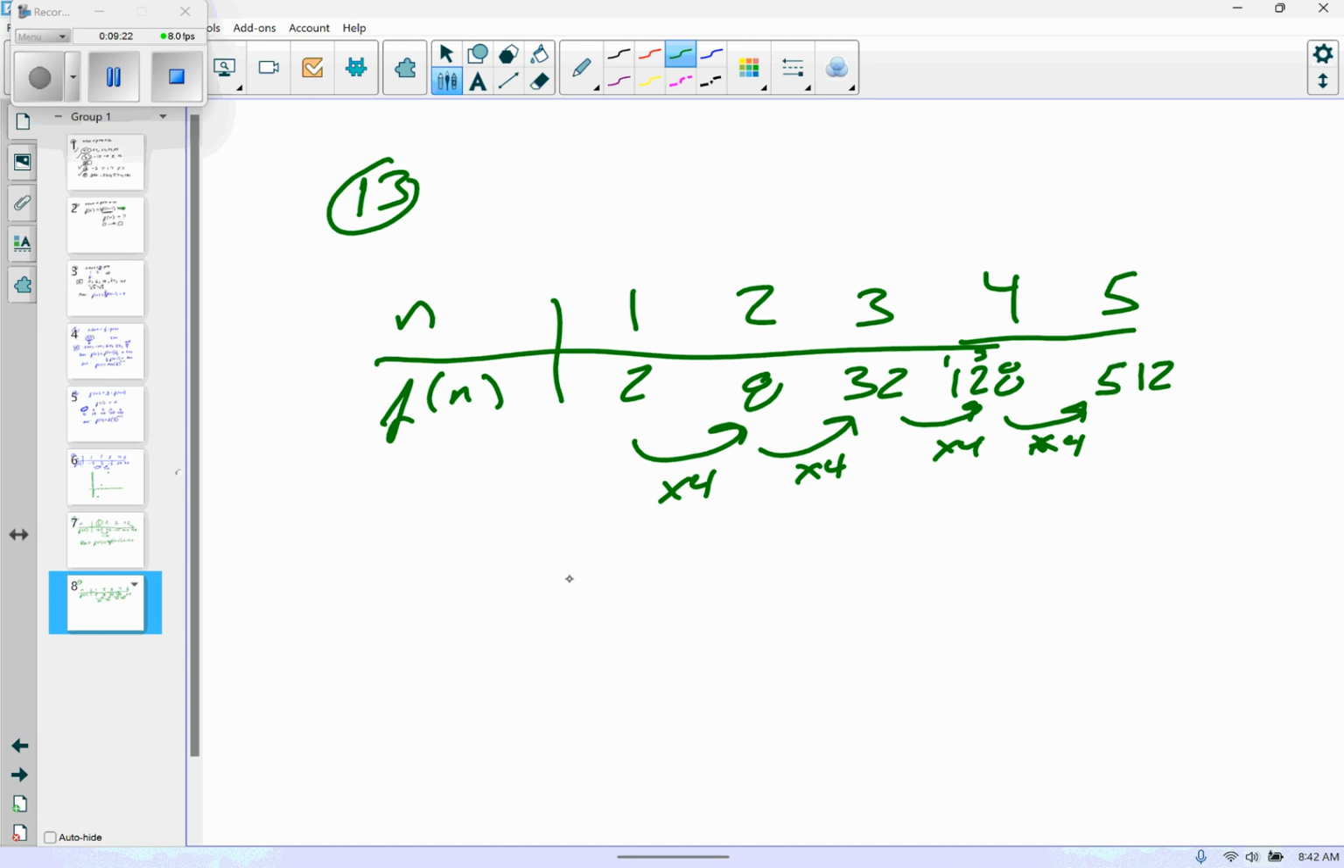And then good luck putting this on a graph. Holy cow, I don't think we can fit a whole lot on there. So I have 1, 2, and I have 2, 8. And that's about all you probably could fit on there because 332 is going to be way up here. All right, go to the back side.